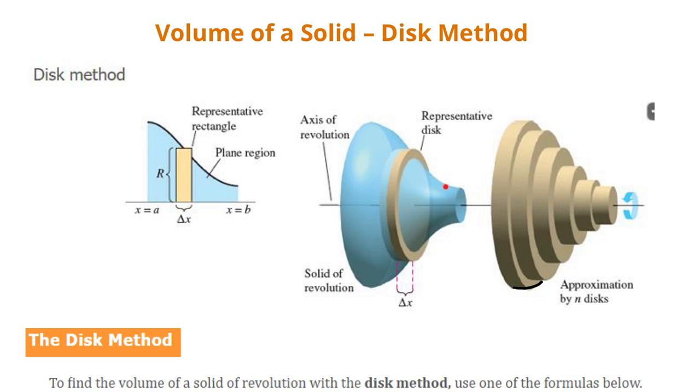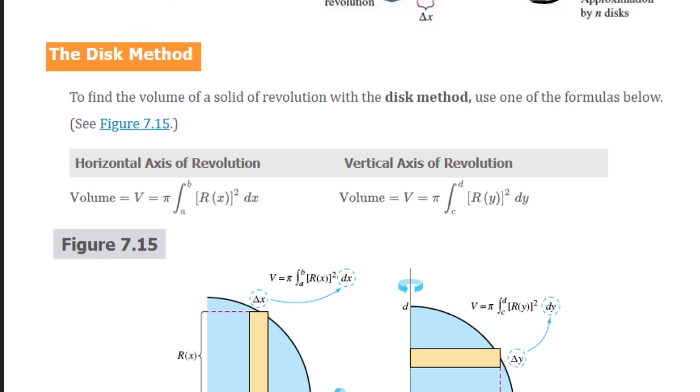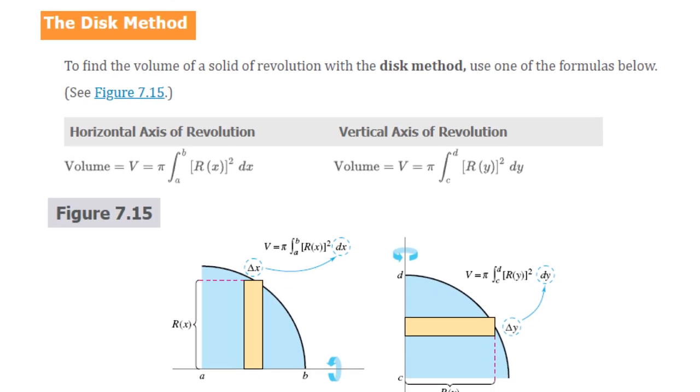As you slide that representative disk along the figure between A and B, you create a series of disks, and we can approximate the volume of revolution using the sum of all those disks. Now, we're going to look at a little more efficient techniques, but this is to get us started. The disk method to find the volume of a solid of revolution.